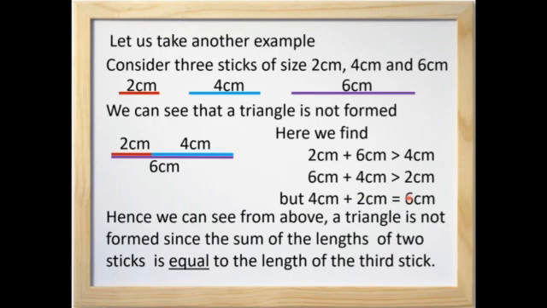So children, a triangle is not formed. Hence we can see from above that a triangle is not formed since the sum of the lengths of two sticks is equal to the length of the third stick. Did you all understand, children?